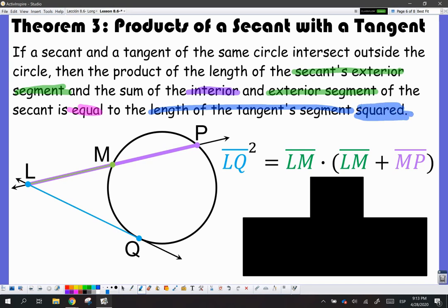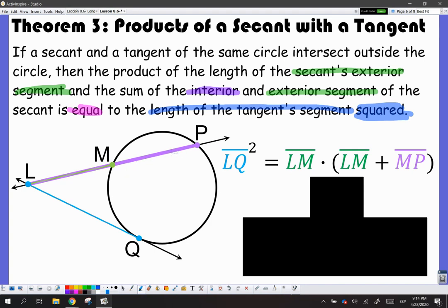So since we're already familiar with the parts of the secant due to the last theorem, we kind of understand this part a little bit better. We have the product of the secant's exterior segment and the sum of the interior and exterior segment. So that would be this part over here, the LM times LM plus MP. We see that LM is this exterior part and MP is this interior part.